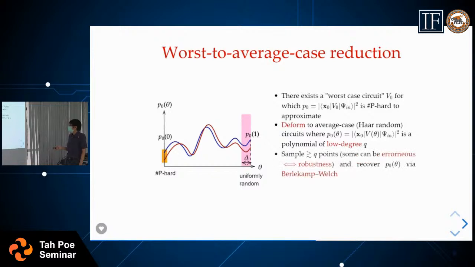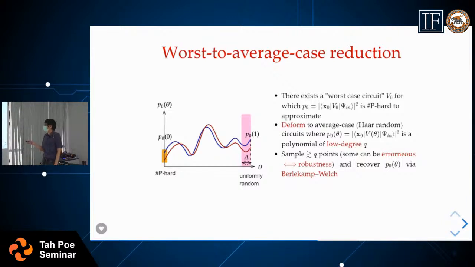Then you use some kind of polynomial interpolation technique, basically techniques from error correction, where you only have to sample some number of points on a polynomial, up to its degree, and then there's a procedure to recover the whole polynomial. Once you have the whole polynomial, you can evaluate it at the value where the probability is the hardest to compute, and get that value of probability.